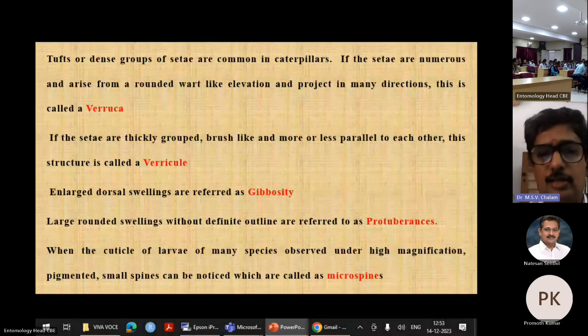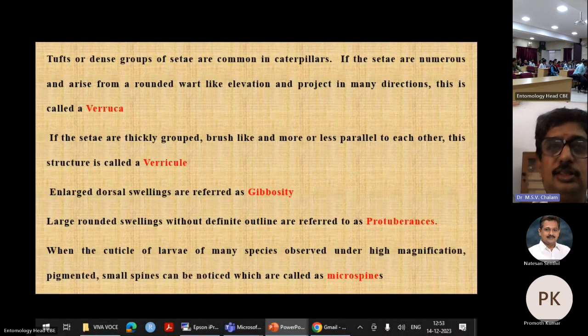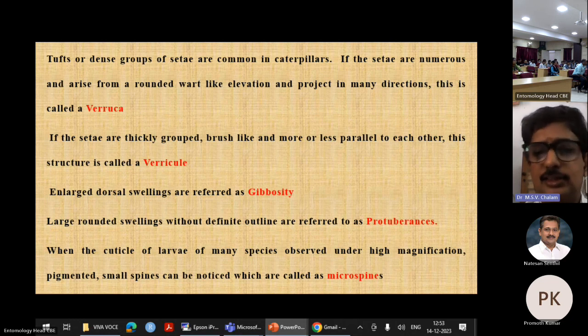Next, if you observe the caterpillars under high magnification, small spine-like structures are observed, which are called microspines. The major difference is that seta are macroscopic, you can see them with your naked eye, whereas microspines cannot be seen with the naked eye. We require high-end magnification. Next, please.